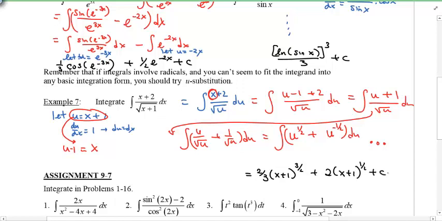Wow. Can you say practice? Say practice. Can you say do all the problems in assignment 9.7? Yes, do all the problems in assignment 9.7.